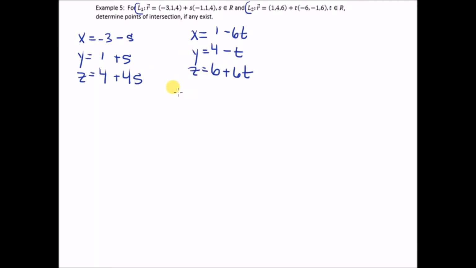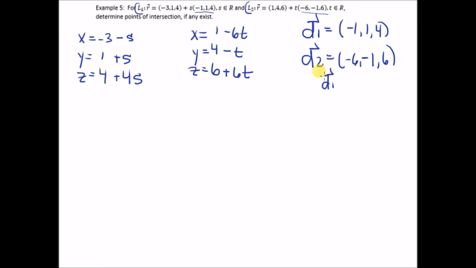Now we want to know if they intersect. First of all, let's test direction vector 1. What's direction vector 1? Negative 1, 1, 4. And direction vector number 2, we get negative 6, negative 1, and 6.